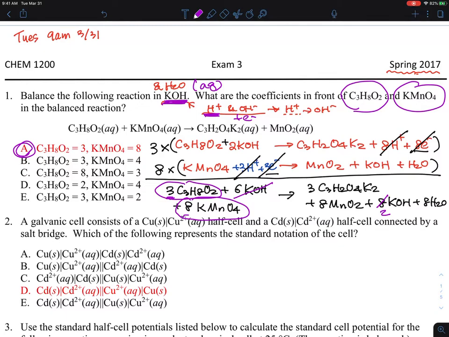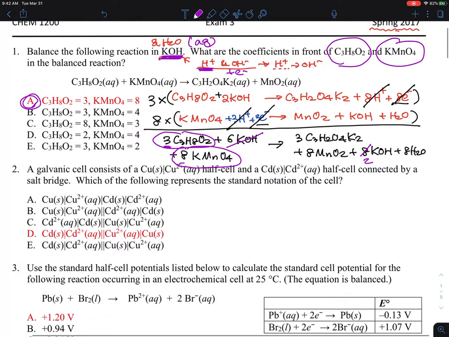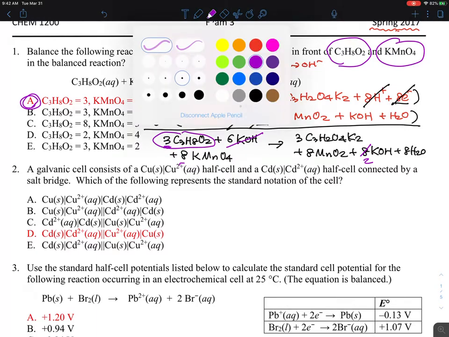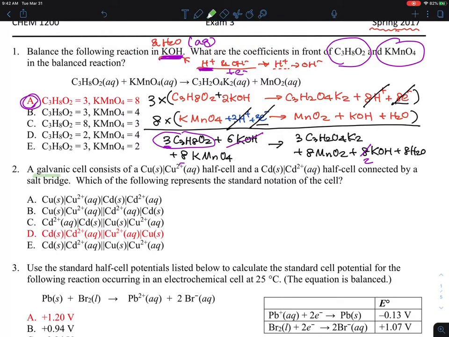Okay, so let me solve this second problem. Sorry about this. Let me read this problem with you guys. Reading the problem is actually quite important, so I wanted to do it. So this is a galvanic cell, meaning you have the reduction and the oxidation going on, and the copper becomes copper 2 plus, and the cadmium becomes cadmium 2 plus. And which one, following the standard notation of the cell?